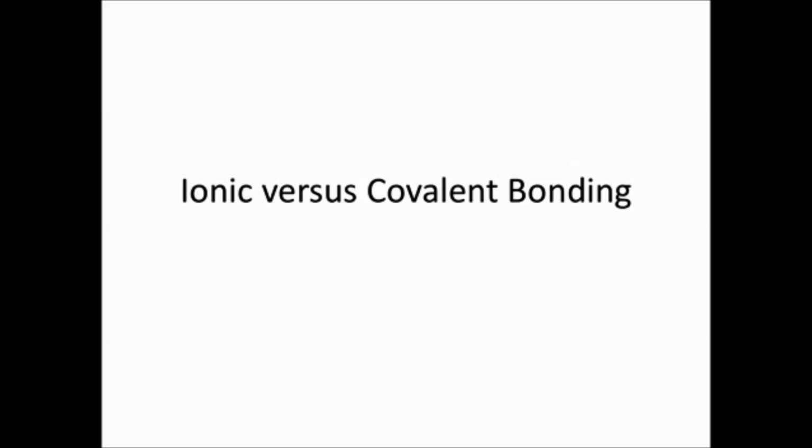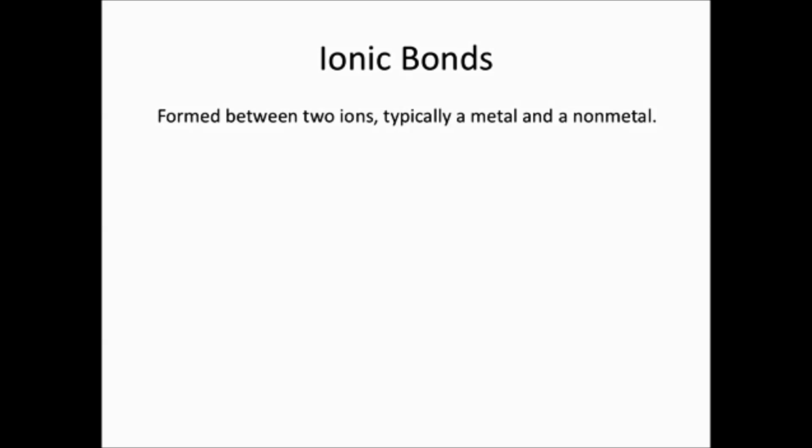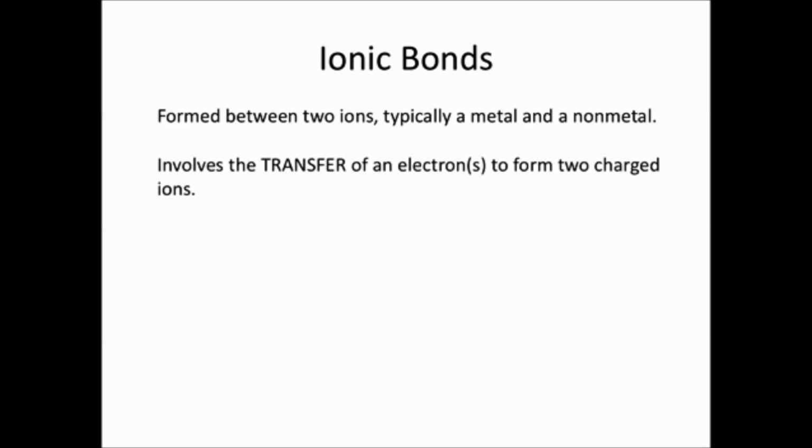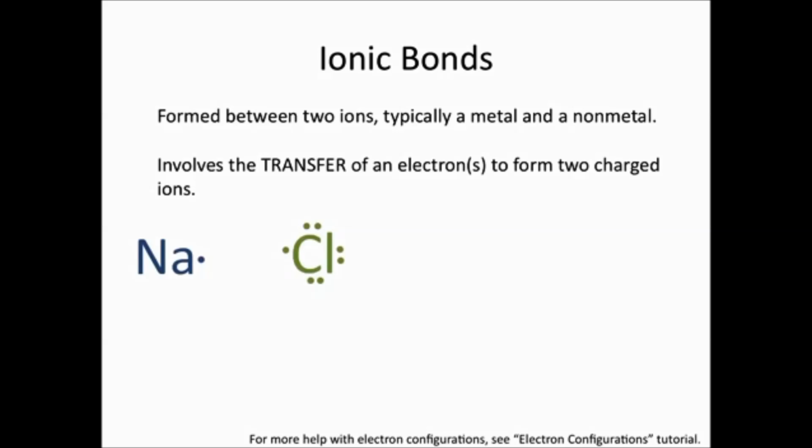This tutorial is on ionic versus covalent bonding. Ionic bonds are formed between two ions, typically between a metal and a nonmetal. And they involve the transfer of an electron to form two charged ions. So they involve the transfer of an electron from one atom, forming a positive ion or cation, to another atom, forming a negative ion or anion.